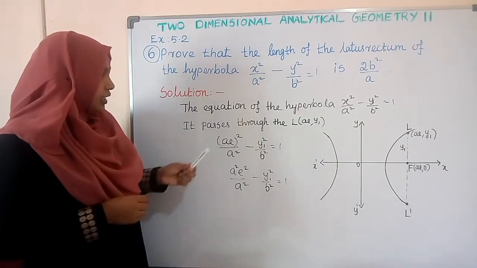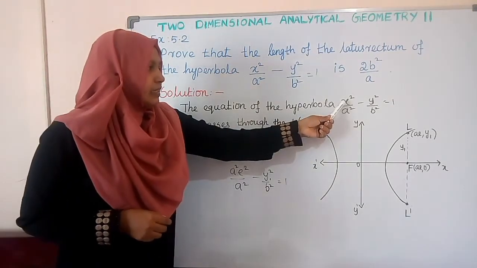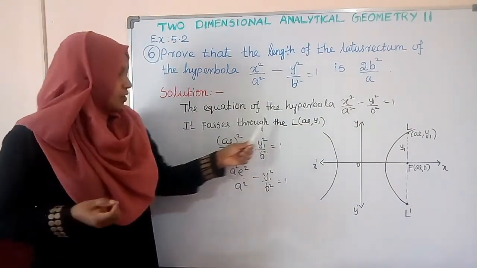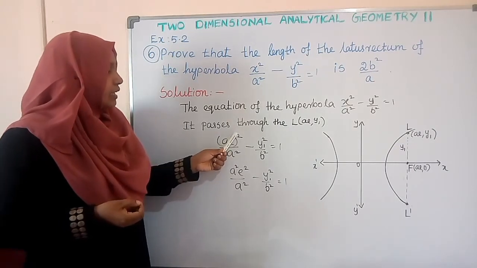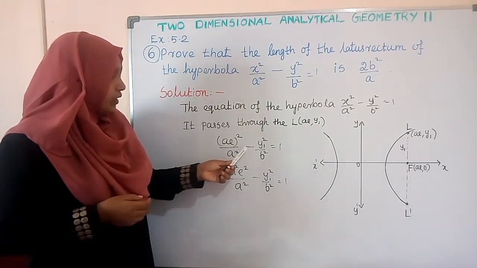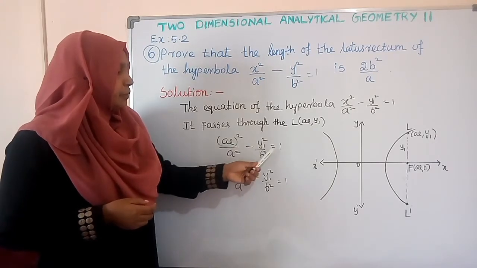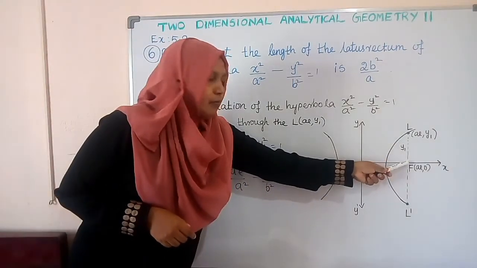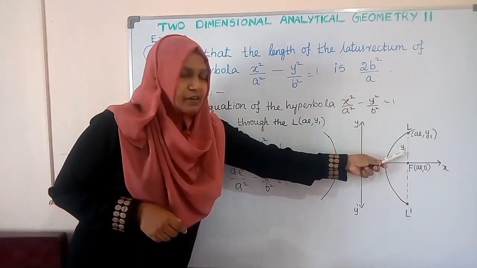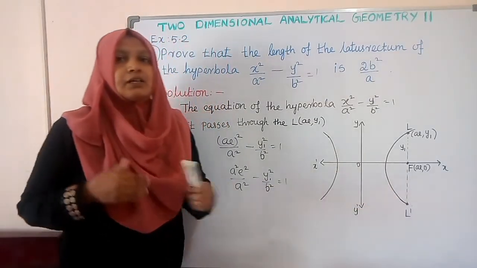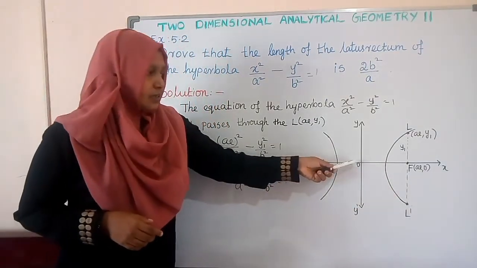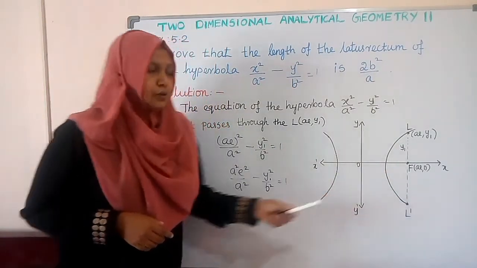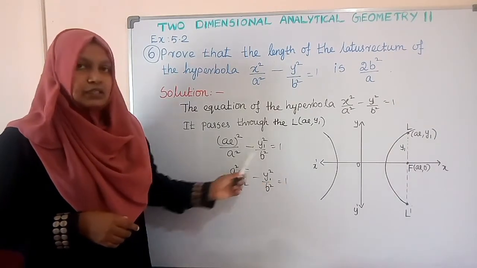So here I substitute x value as ae and y value as y1. So the equation becomes (ae) the whole square by a square minus y1 square by b square is equal to 1. By simplifying this equation you will get the length of y1. See, above the x-axis it is y1, below the x-axis also it is y1 because the hyperbola is symmetric about the x-axis. So if you get the first half, we can multiply with 2 to get the total length. Okay. So just find y1 from this equation.